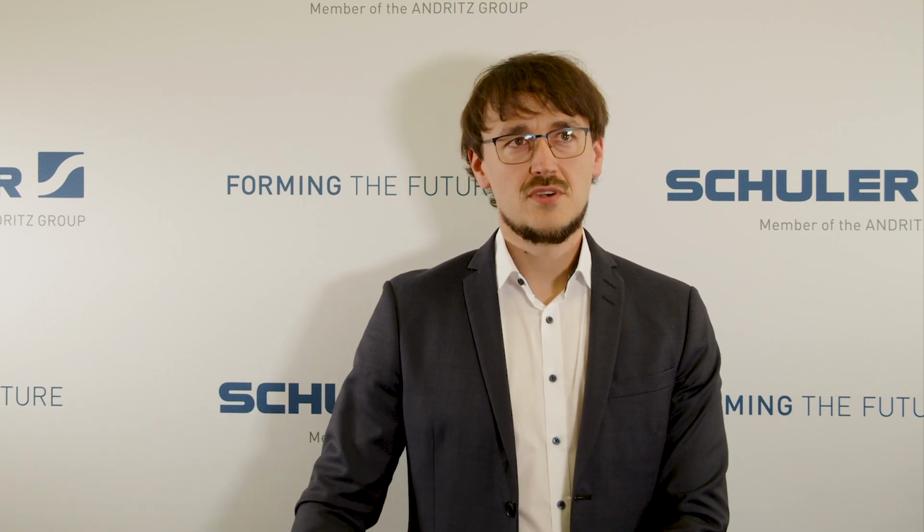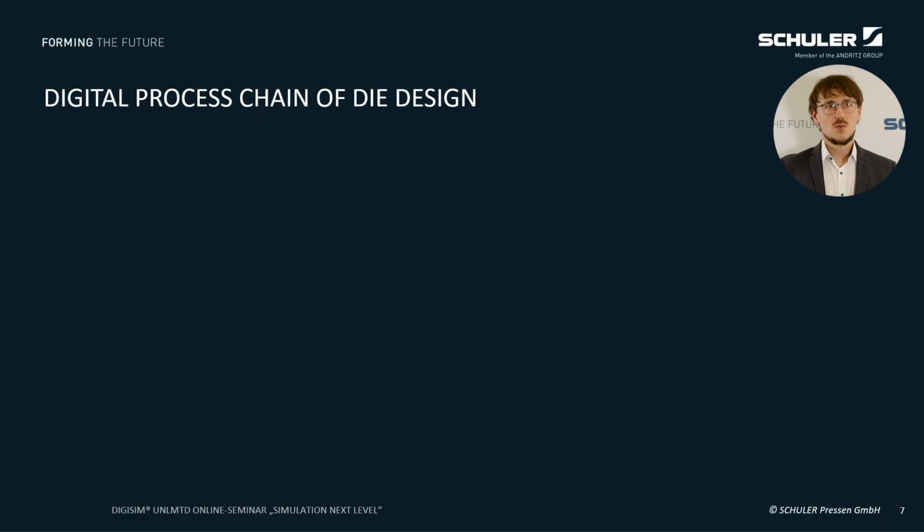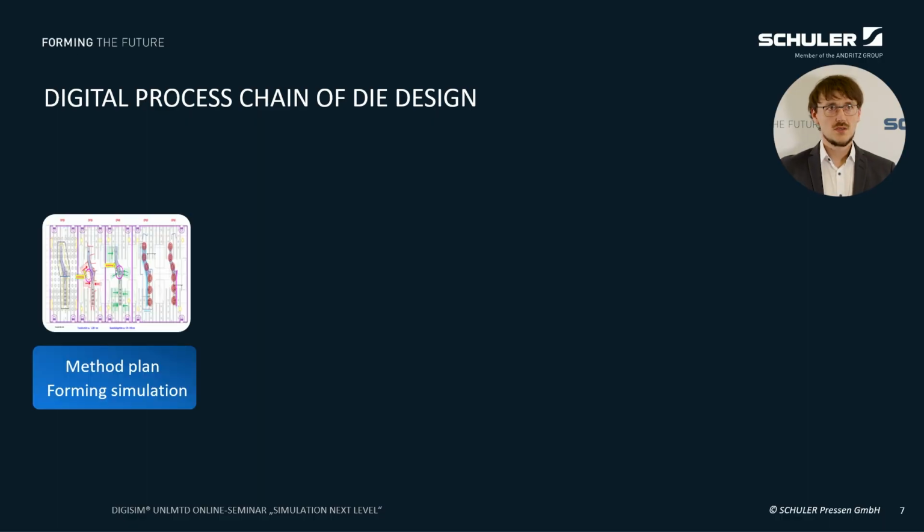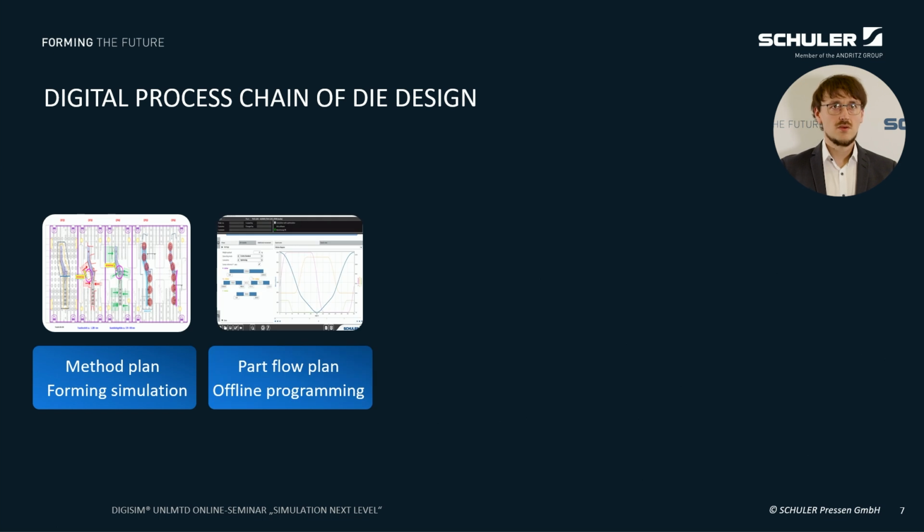Thank you, Ernest. Let's take a look at the individual processes from the die design to manufacturing. Usually we start with a method plan. So we have an idea of a part and think about which forming actions and how many operation steps are necessary for it. In the following part flow simulation, we can already use our optimizer calculation software for the first time to make an initial stroke rate forecast.